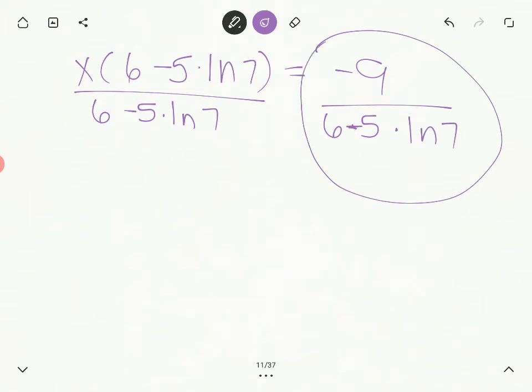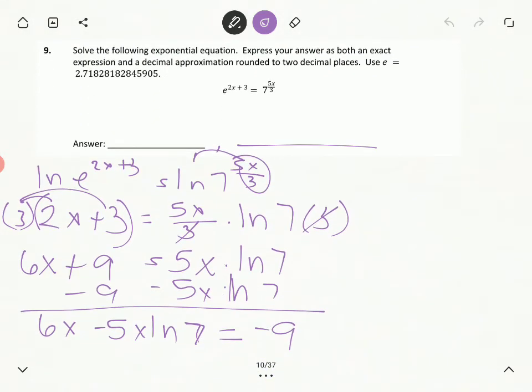For example number 10, we have log base 3 of x minus 3 plus log base 3 of x plus 1 equals log base 3 of x plus 2. We're asked to solve the following logarithmic equation. Express your answer as either an exact expression or a decimal approximation rounded to 4 decimal places. If there is no solution, say no solution. But there is a solution for this one. So we're going to take our log base 3. We're going to take these two and we can just FOIL those together.